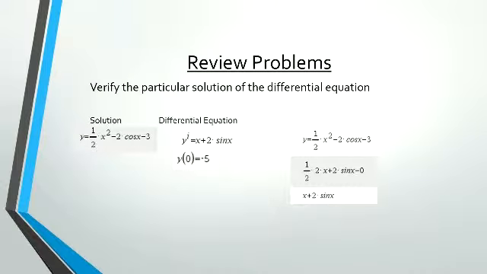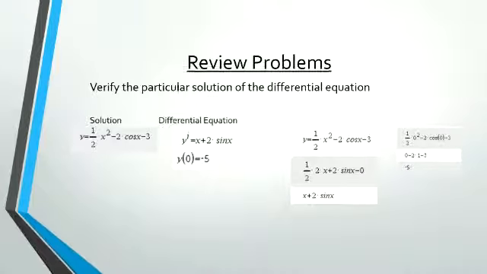Alright, so first, all we have to do is find y prime. When you take the derivative of the expression, you get 1/2 times 2 times x plus 2 times sine x minus 0. That simplifies to x plus 2 times sine x, which is what we need. Bingo. So now that that's down, let's check the initial condition. All you need to do is plug in 0, and voila, you get negative 5. That wasn't so bad.